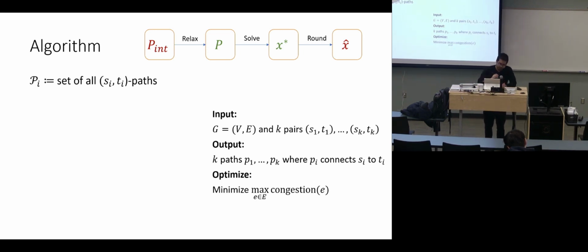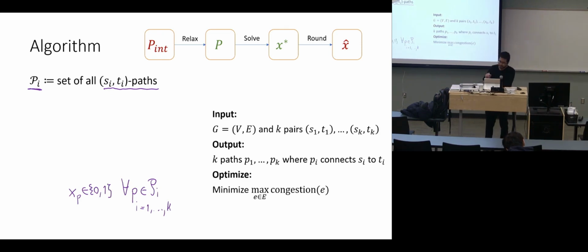Okay, so what I will do, let me denote Pi as the set of all Si to Ti paths. And suppose that I define this for every path in Pi, for all i from 1 to k. I create a variable for every path, to choose it or not.